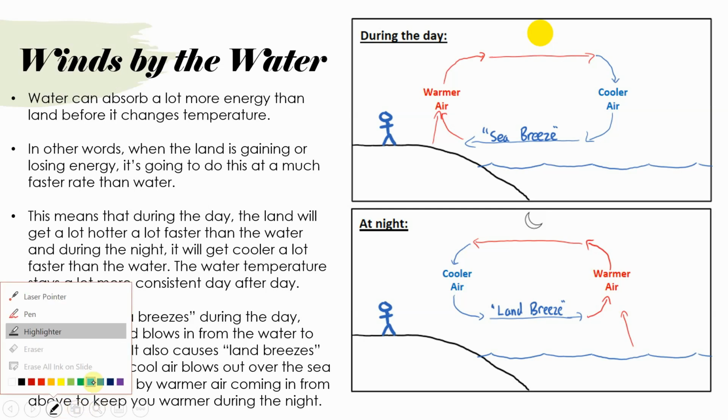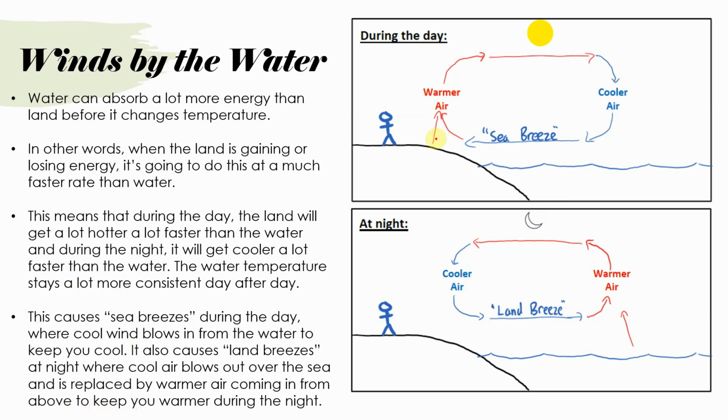So the result of this is that during the day, when the sun is shining down on the land and the sea, the sea's temperature is not going to change that much. The water temperature might go up by a degree or two, but the land might go up by 5 or 6 or 10 degrees. And so compared to the water, the surface is going to be much, much hotter. So the air above the surface is going to be much warmer.